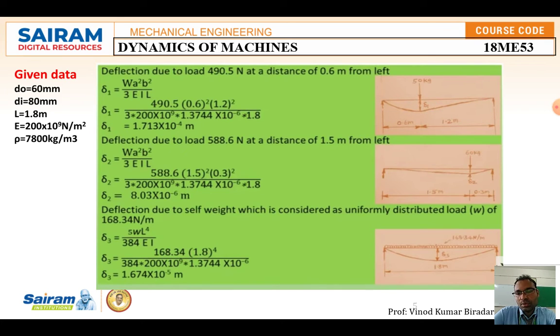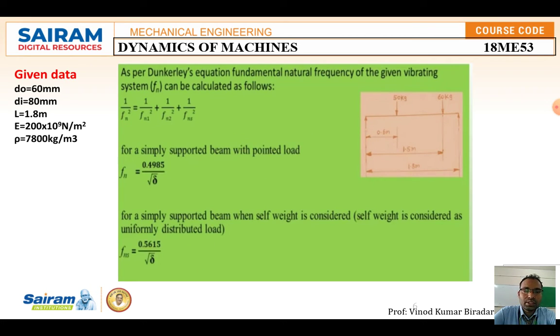Now once you have calculated all these values, delta 1, delta 2 and delta 3, go for finding the natural frequency, the overall natural frequency acting on that particular hollow cylindrical shaft. There are a number of methods to find the natural frequency, but here I am going to use the Dunkerley method. As per the Dunkerley equation, the fundamental natural frequency of a vibrating system can be calculated by 1 by f n whole square is equal to 1 divided by f n1 whole square plus 1 by f n2 whole square plus 1 by f ns whole square. The last one is the self weight, which is a distributed load.